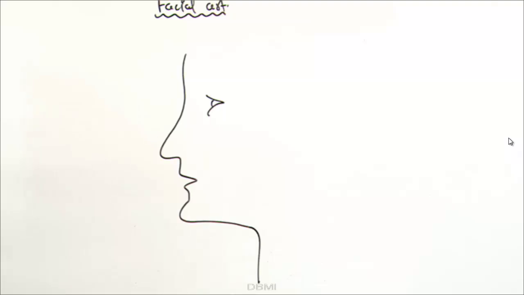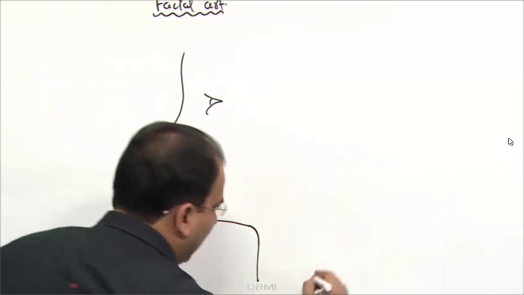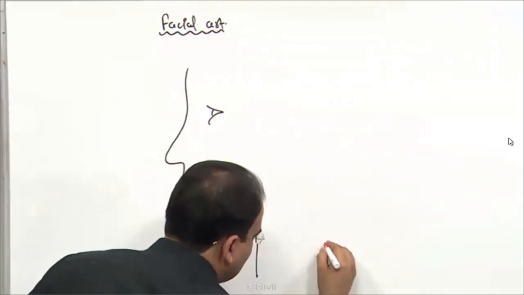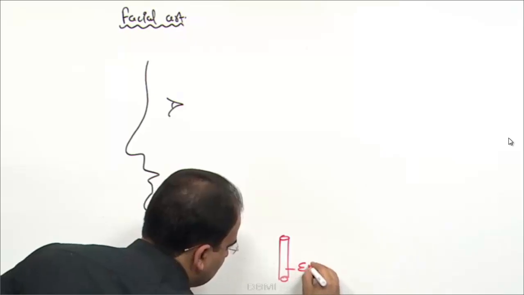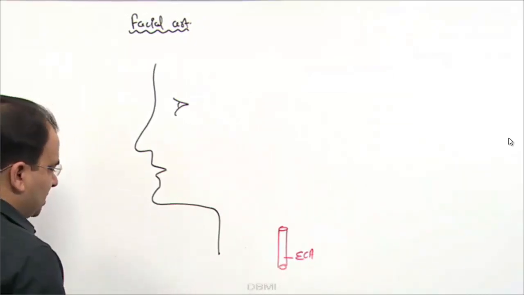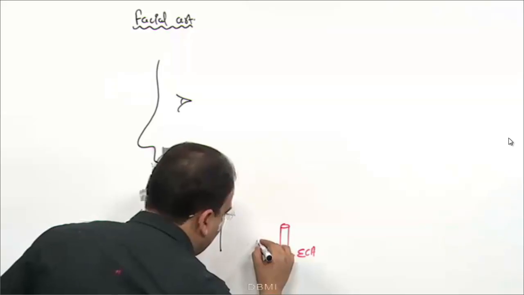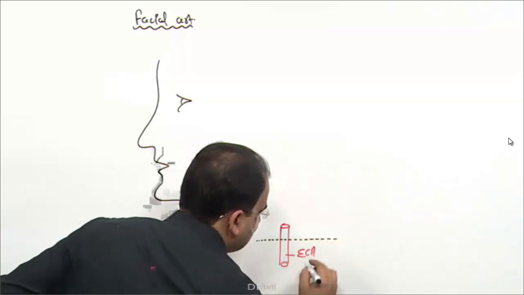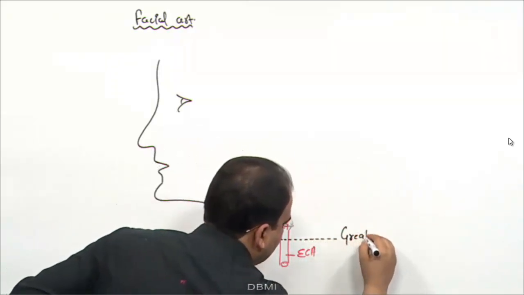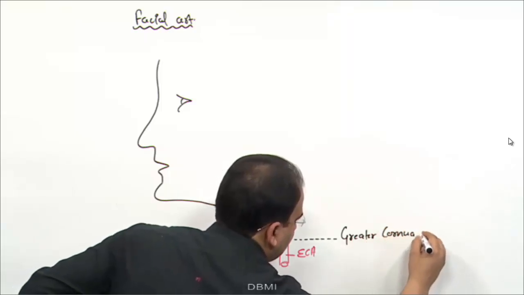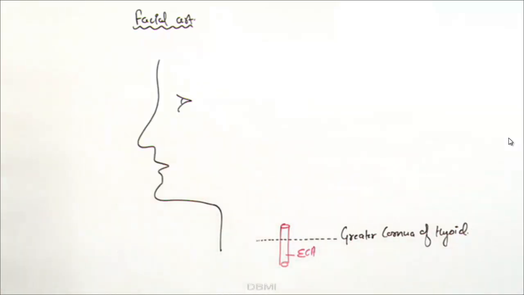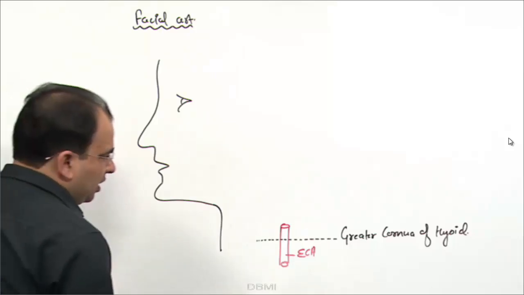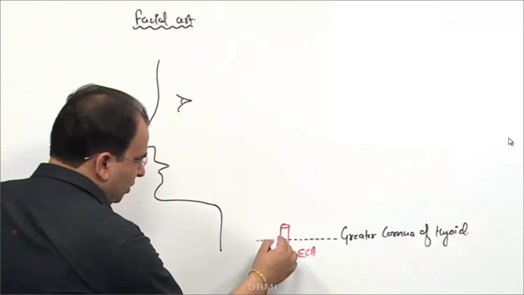The facial artery begins from the external carotid artery at the level of the greater cornua of the hyoid bone. Guys, if this is the external carotid artery, so from the external carotid artery at the level of the greater cornua of the hyoid bone, let's say that this level represents the greater cornua of hyoid. So the facial artery begins at the greater cornua of the hyoid bone.